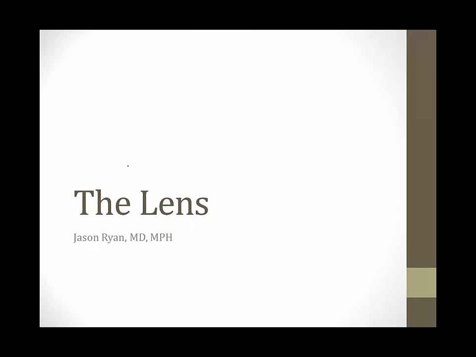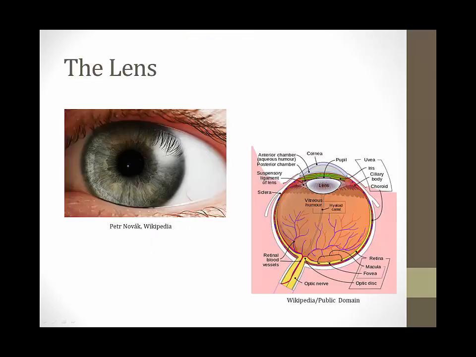Hi everybody, and welcome to our module on the lens. If you look at your eye in the mirror, you will see something like what's shown on the left side of the screen here, and the dark circle in the middle of your eye is called the pupil, and I talk about the pupil in a separate module.